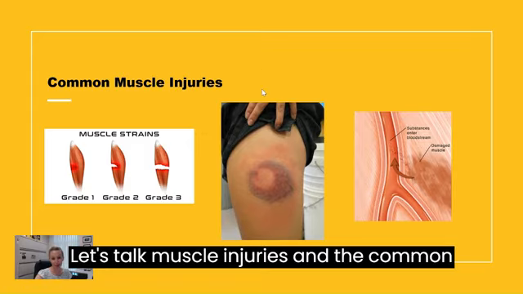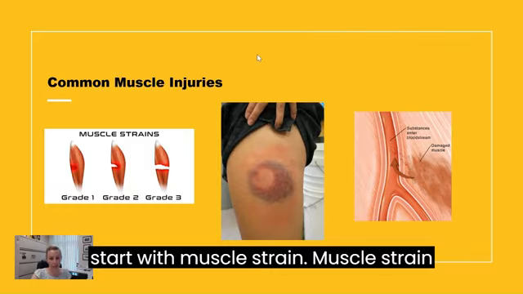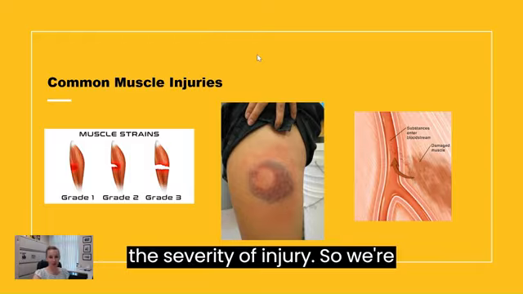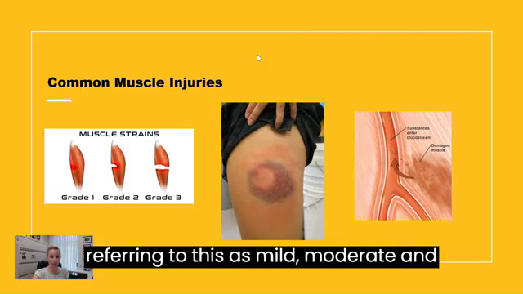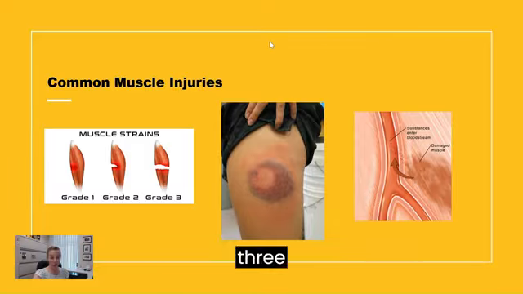Let's talk muscle injuries and the common ones that occur. First we're going to start with muscle strain. Muscle strain is when we have overstretching of the muscle, and we characterize them by the severity of injury. So we're referring to this as mild, moderate, and severe. Sometimes this is referred to as grades 1, 2, and 3, or first, second, and third degree injuries.